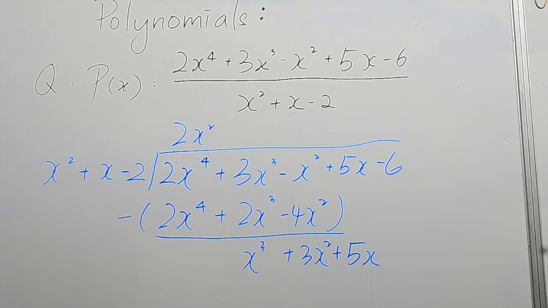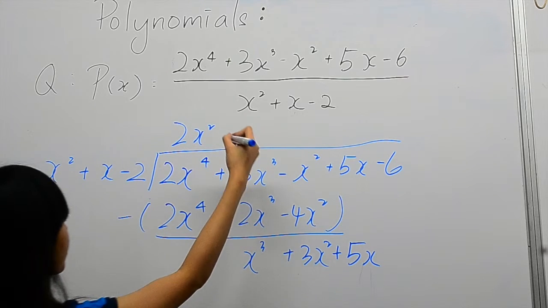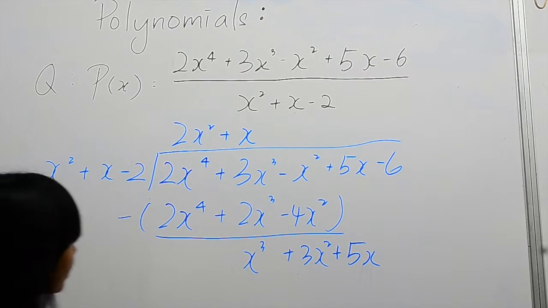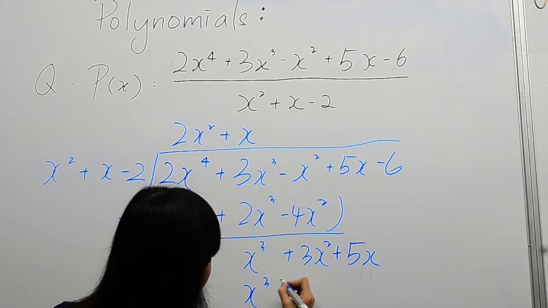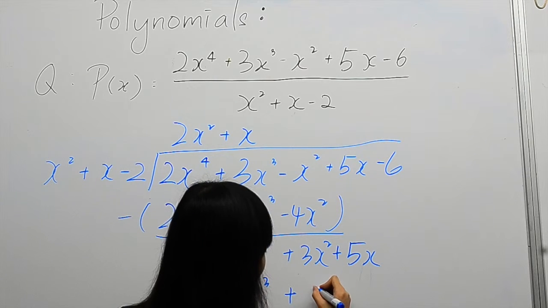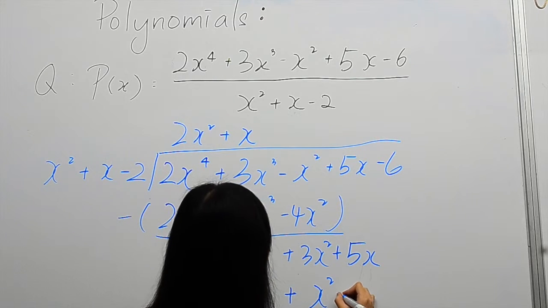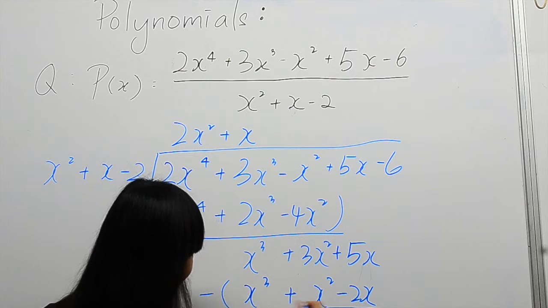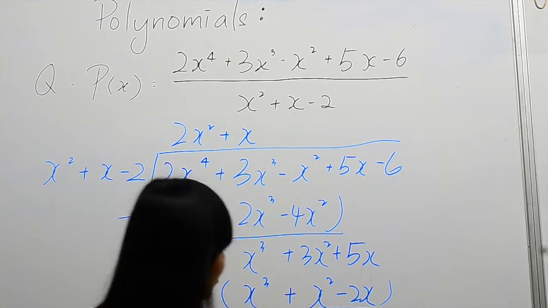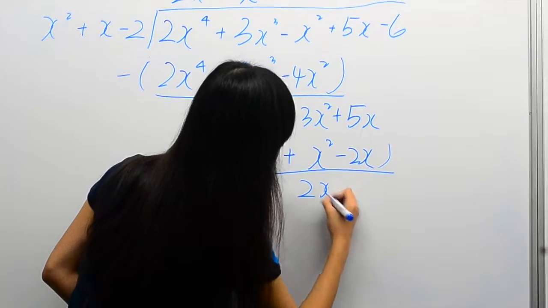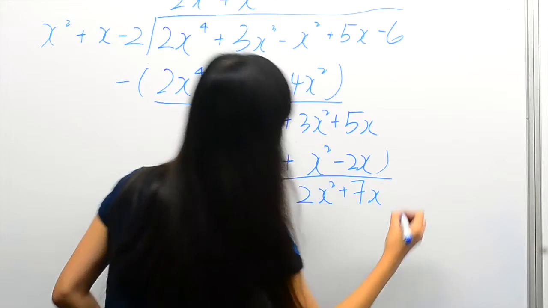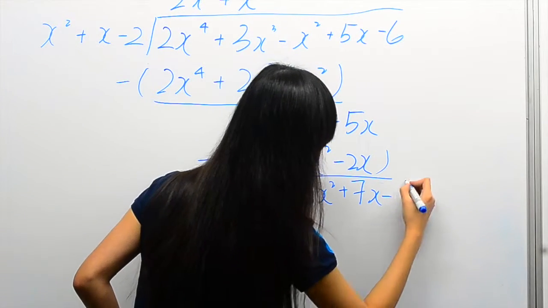By the same thing, to eliminate x cubed, we put x here, so we will get x cubed plus x squared minus 2x. Again, we put the minus here and bracket this one, and we will get 2x squared plus 7x, and we bring down negative 6 here.